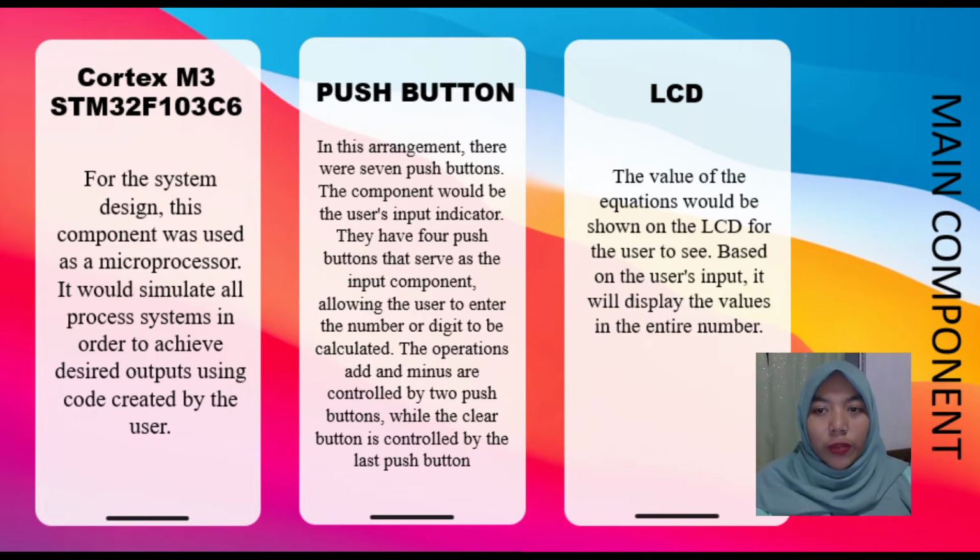Second is push button. In this arrangement, there were 7 push buttons. The component would be the user's input indicator. They have 4 push buttons that serve as the input component, allowing the user to enter the number or digit to be calculated. The operations add and minus are controlled by 2 push buttons, while the clear button is controlled by the last push button.